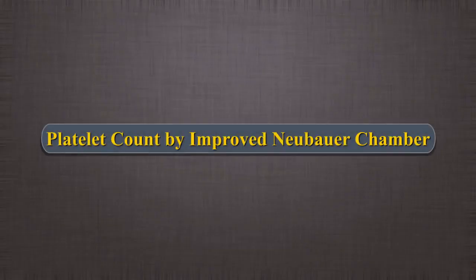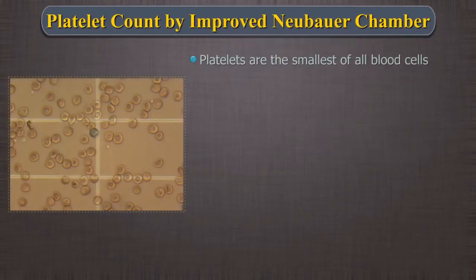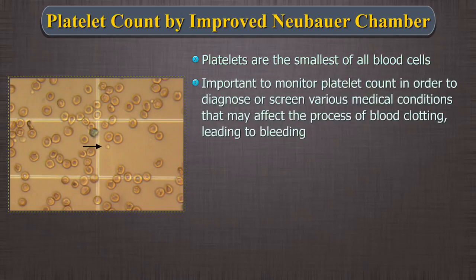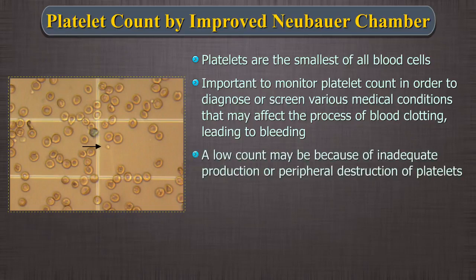Platelet count by improved Neubauer chamber. Platelets are the smallest of all blood cells. It is important to monitor platelet count in order to diagnose or screen various medical conditions that may affect the process of blood clotting leading to bleeding. A low count may be because of inadequate production or peripheral destruction of platelets.